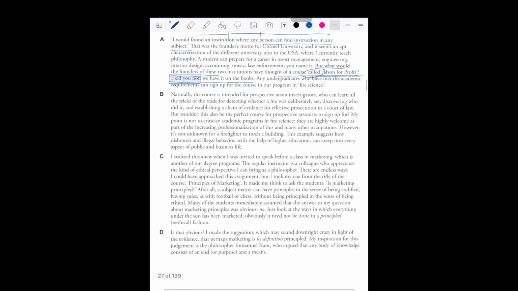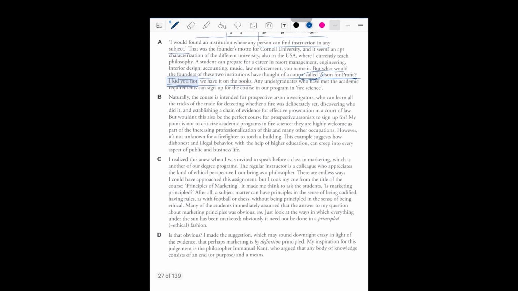Okay, paragraph B. Naturally, the course is intended for prospective arson investigators who can learn all the tricks of the trade for detecting whether a fire was deliberately set, discovering who did it, and establishing a chain of evidence for effective prosecution in a court of law. Okay, so this course is originally designed for firefighters and law enforcement agencies, arson investigators. Okay, let's look at the last sentence.